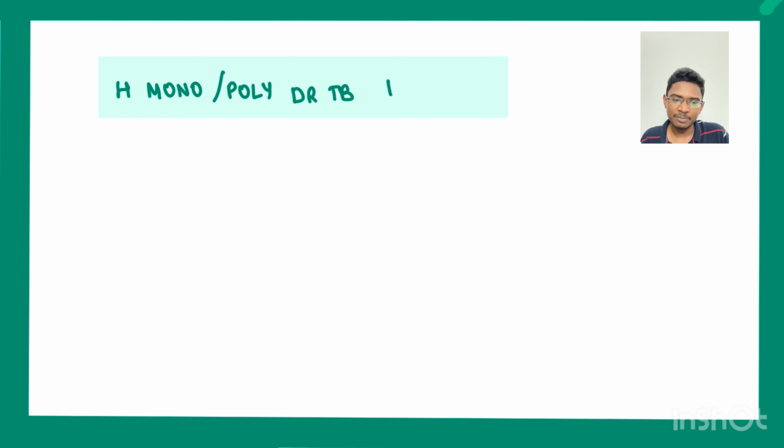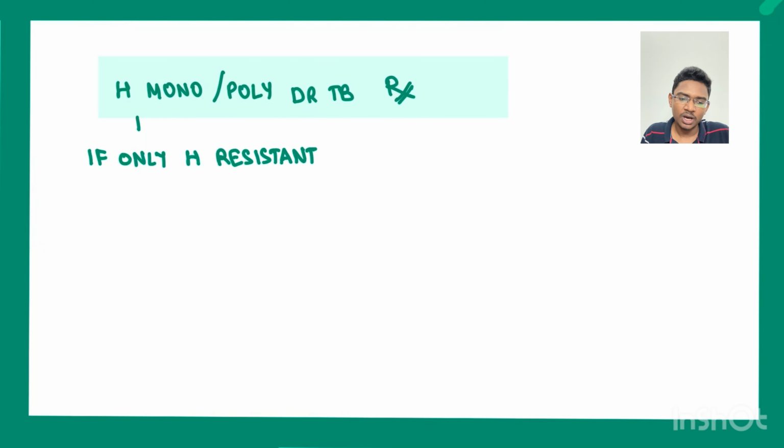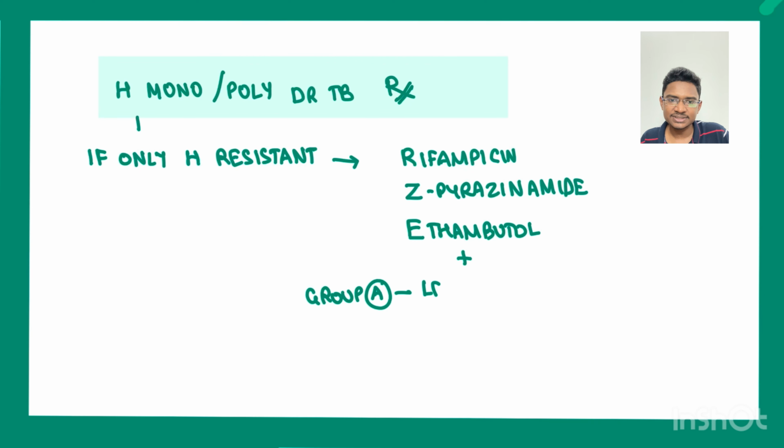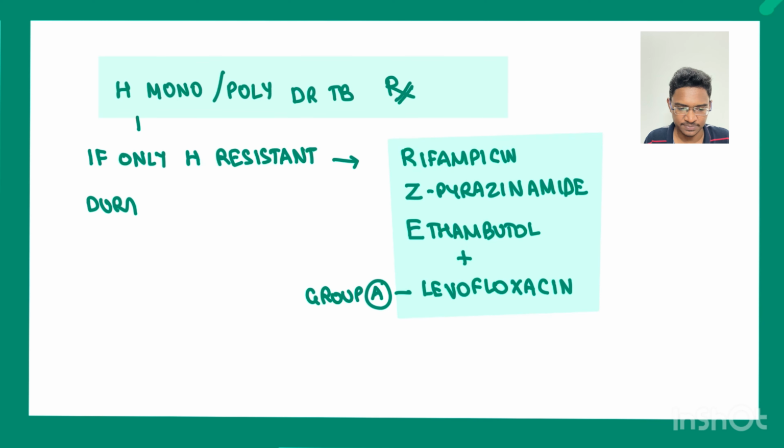Okay, coming on to the last regimen: what if the patient is sensitive to rifampicin but resistant to isoniazid, or has polydrug resistant TB? How do you manage? Since the patient is sensitive to rifampicin, you can give rifampicin, pyrazinamide, ethambutol, plus the group A drug, which is levofloxacin. In polydrug treatment, you can give levofloxacin. Duration is 6 months or 9 months.